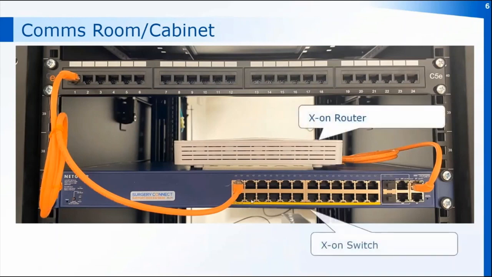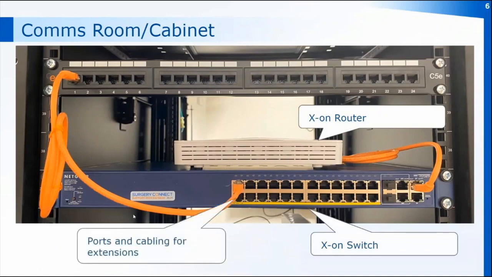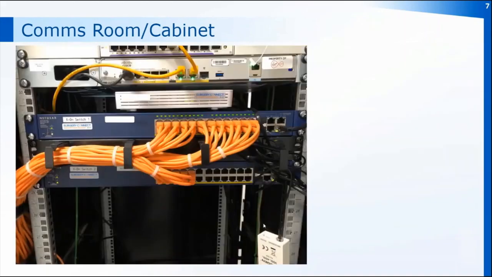And then we have cables and ports that go out to the extensions in the practice. This switch here is actually into a patch, which is part of the original equipment that was in the practice that has the extensions connected to it on the other end. So this is our router installed within the comms cabinet.